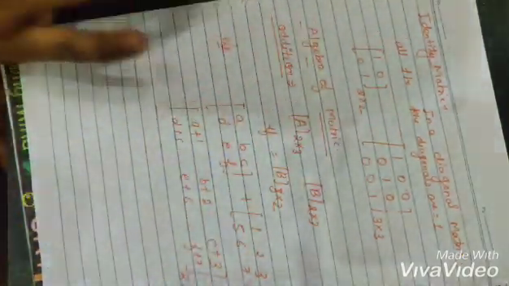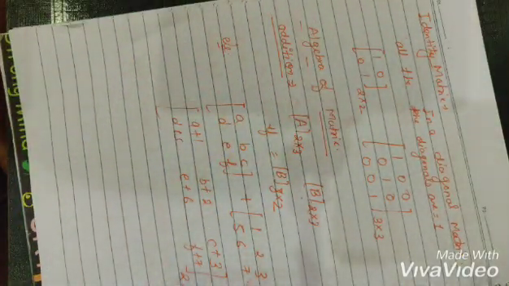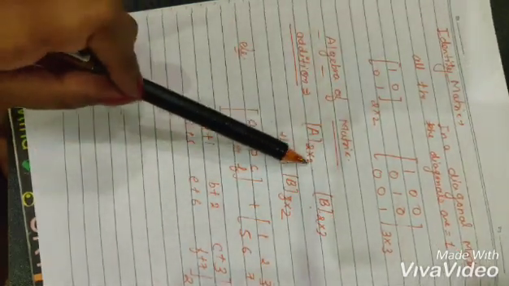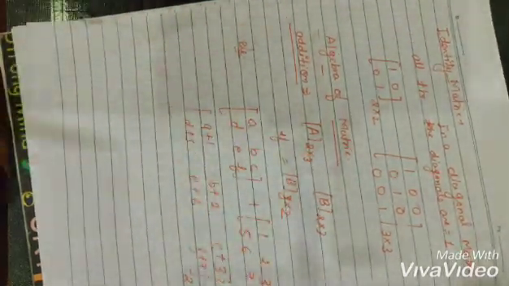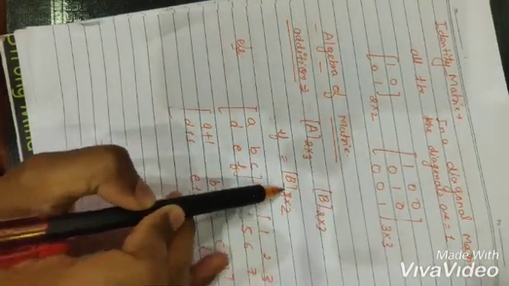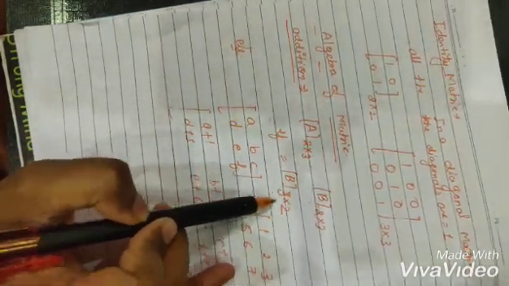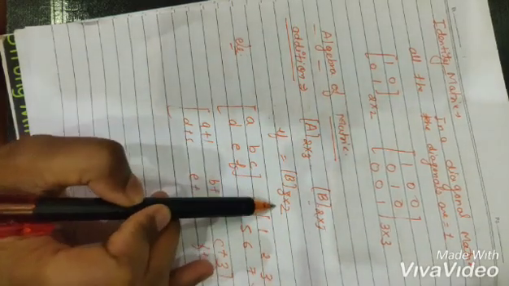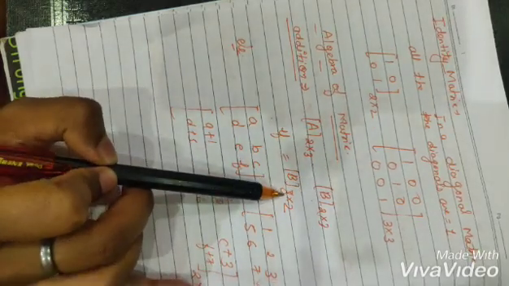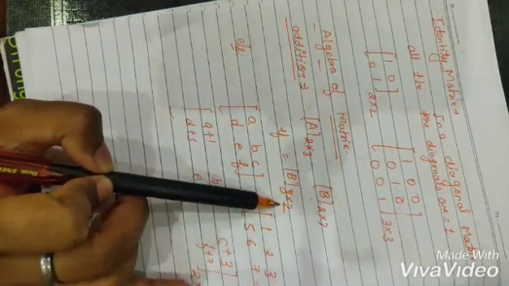Now algebra of matrices. First, the addition. Addition is possible when two or more matrices are of the same order. Okay? That means same order. Here A is 2 cross 3 and B is 3 cross 1. You might say that ma'am, the order is also 6. But it is not possible because here A has 2 rows and 3 columns, and here B has 3 rows and 1 column.